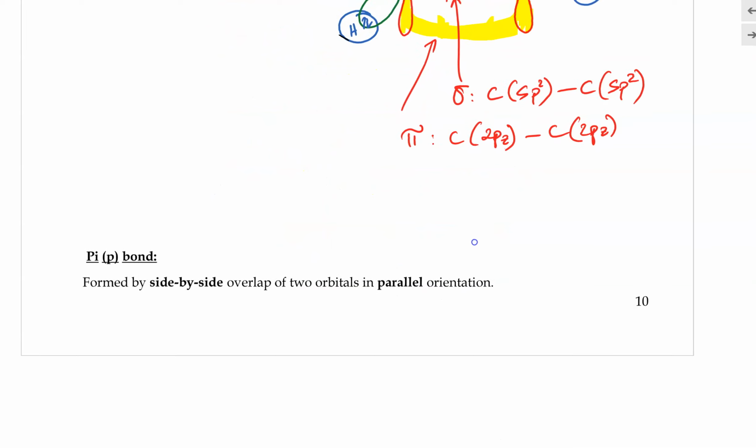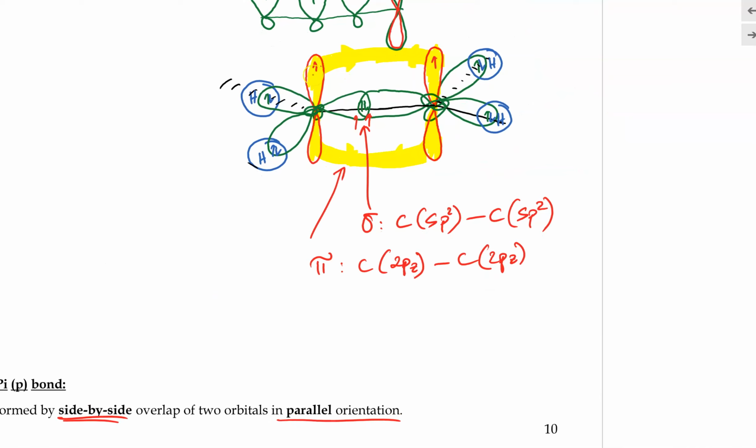So this pi bond is basically a bond that is formed due to the side-by-side or parallel overlapping of the orbitals. Okay, so side-by-side overlap rather than end-to-end. This is side-by-side overlap of two orbitals in parallel orientation. And again, they have to be on the same axis, so that way they can be as close together as they possibly can be. And that's when we have a pi bond.